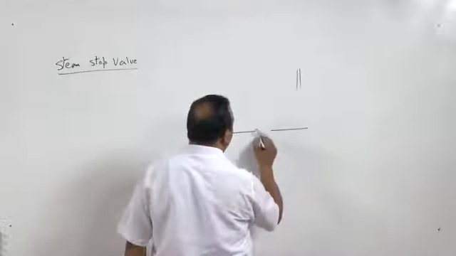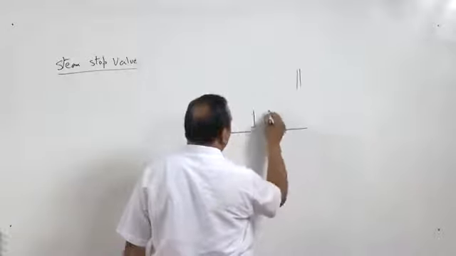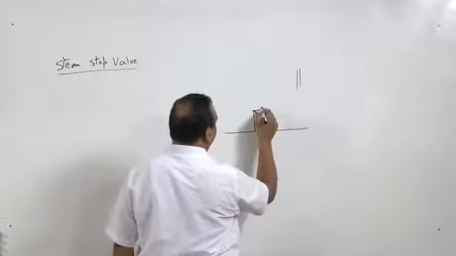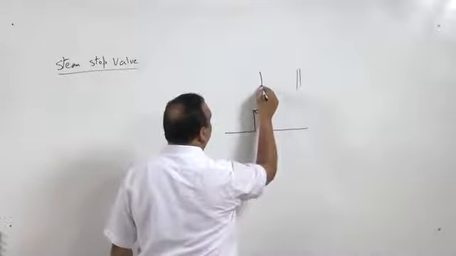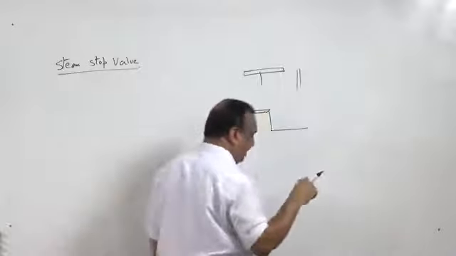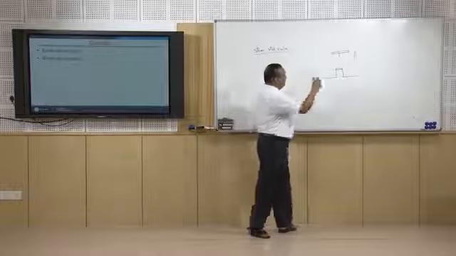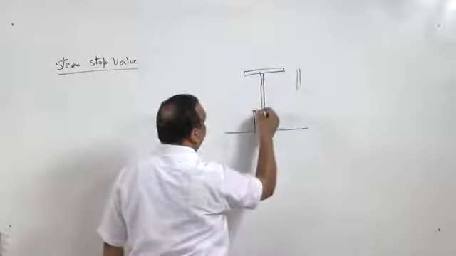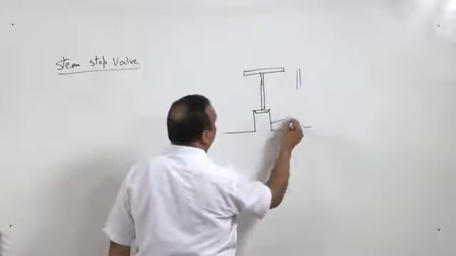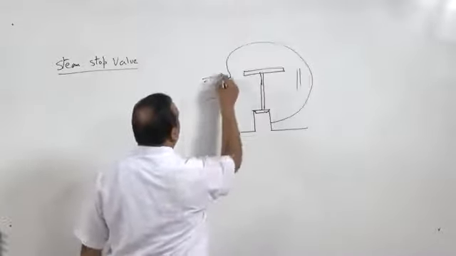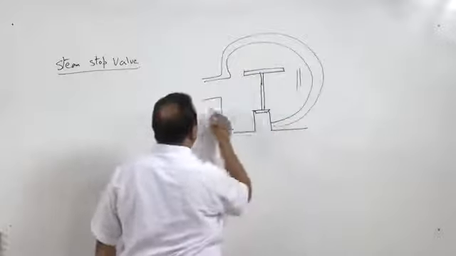Again there is a disc which closes this opening, and the disc is operated with a hand operated wheel, right, and this keeps the disc in place. This is the housing, and from here you can get the steam.